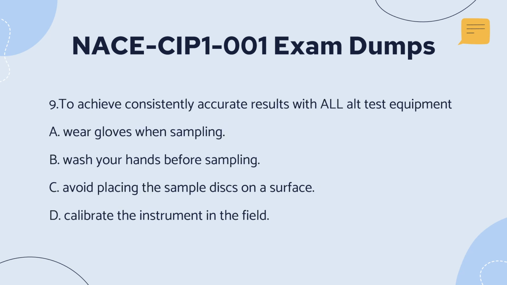9. To achieve consistently accurate results with all ALT test equipment: A. Wear gloves when sampling. B. Wash your hands before sampling. C. Avoid placing the sample discs on a surface. D. Calibrate the instrument in the field.